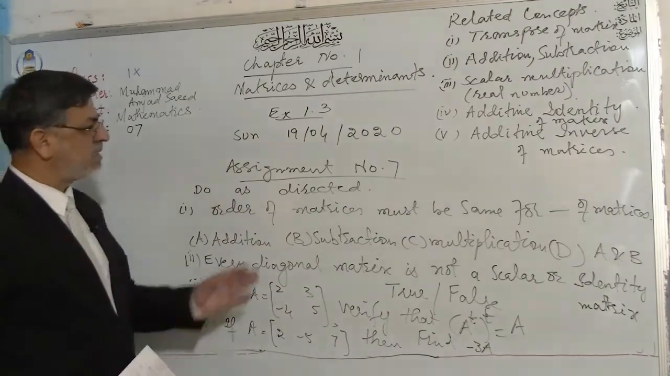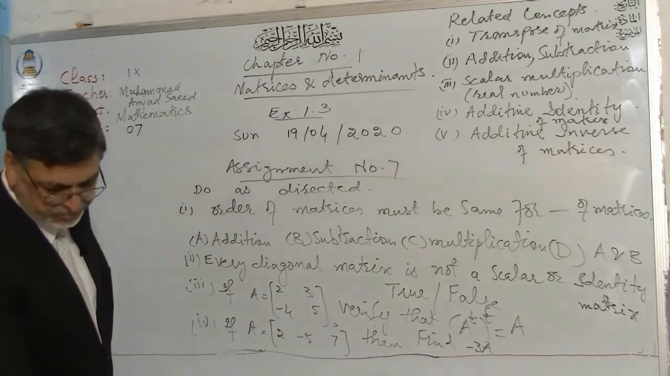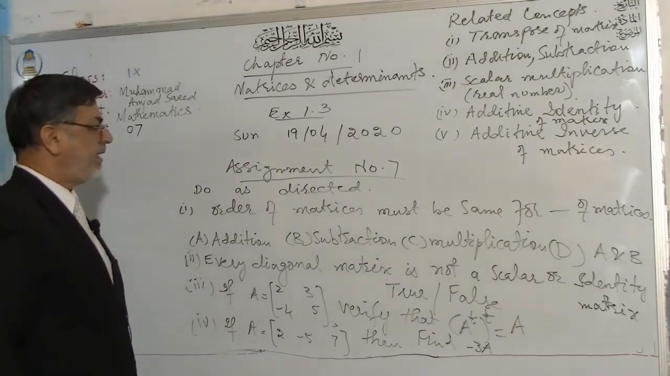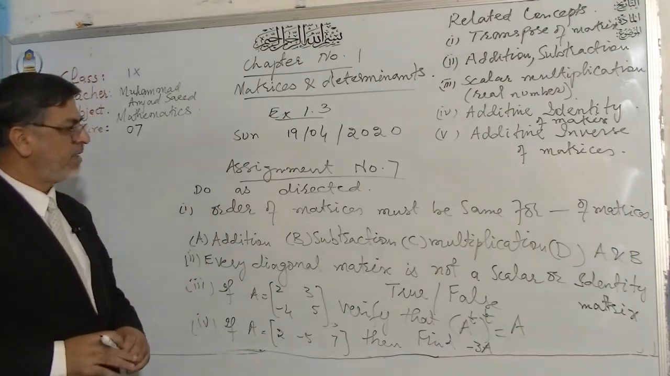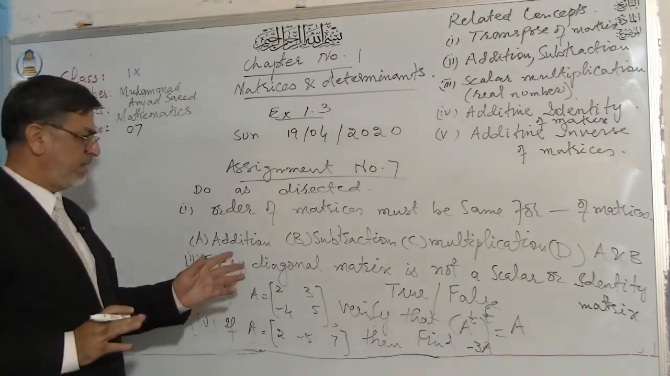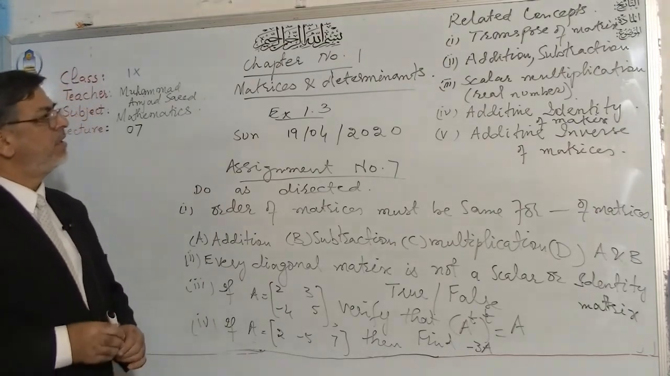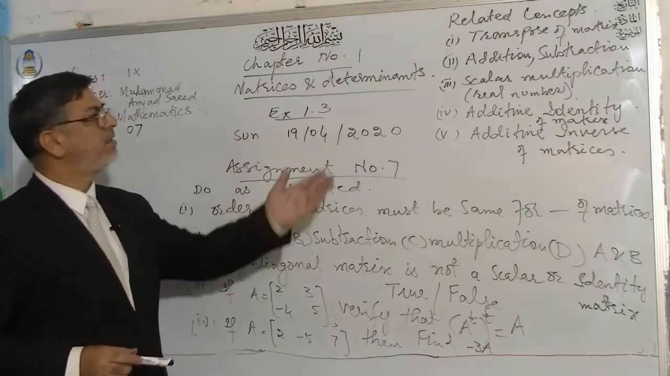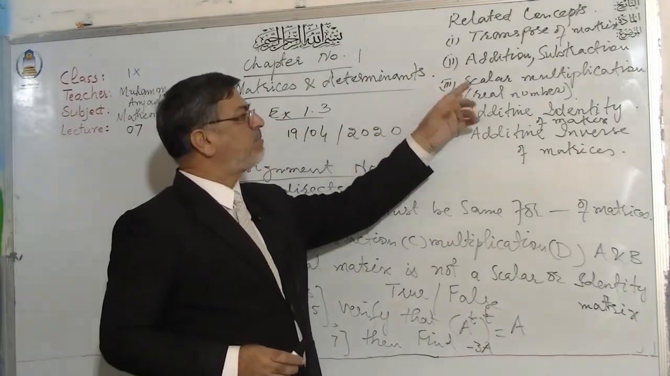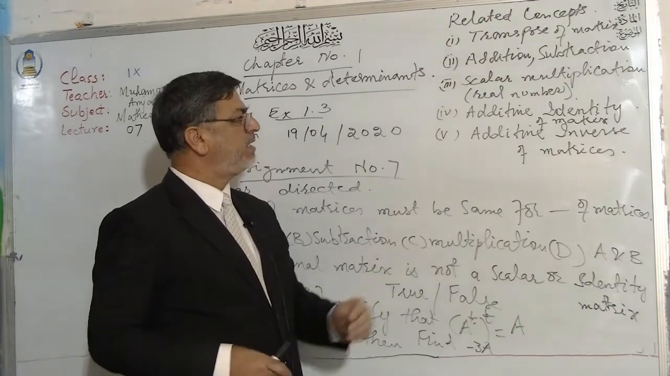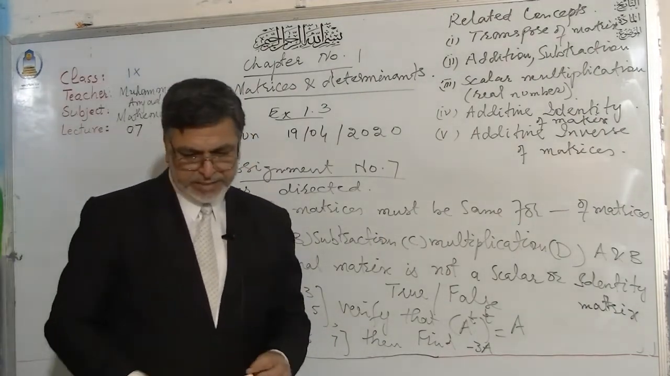So dear students, this is your assignment number 7, and you will write down on the separate page, solve it and share with me in the WhatsApp group. Before leaving, today we discussed the transpose of the matrix, addition and subtraction, scalar multiplication, additive identity and additive inverse.